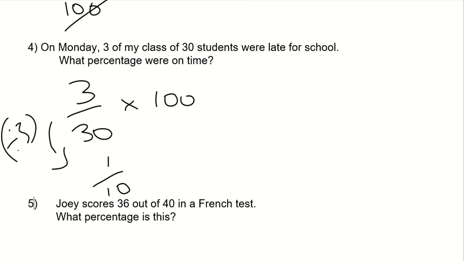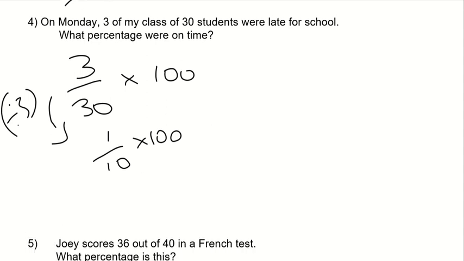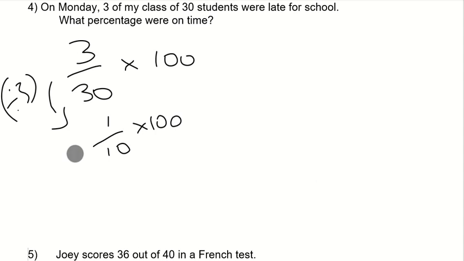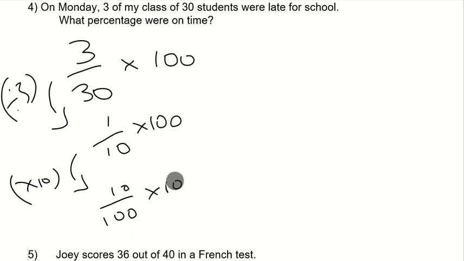And then we could multiply, so take that times by 100. We could multiply that 1 over 10 by 10 to get 10 over 100, times that by 100, and you would just be left with 10%.